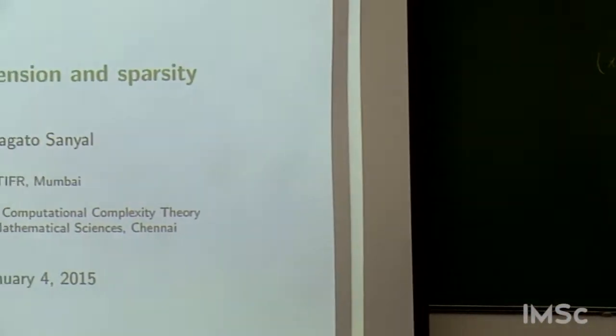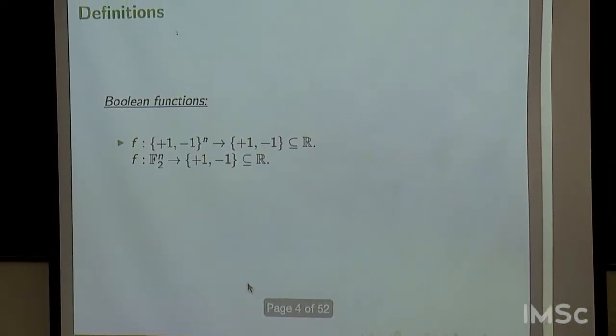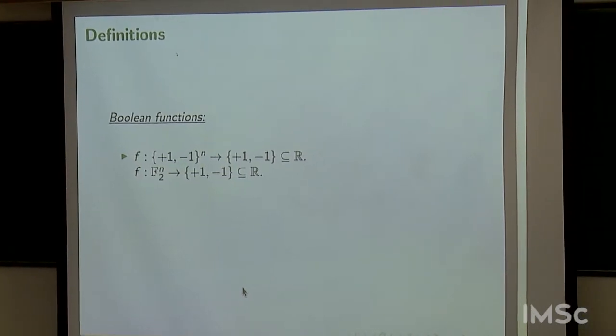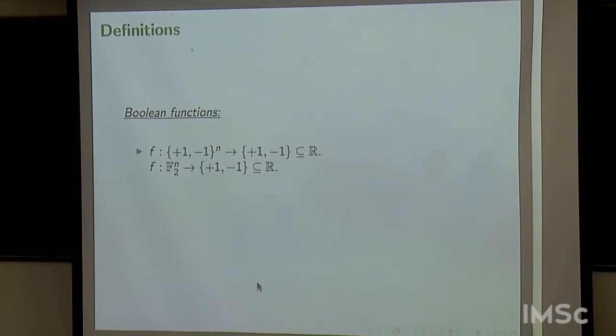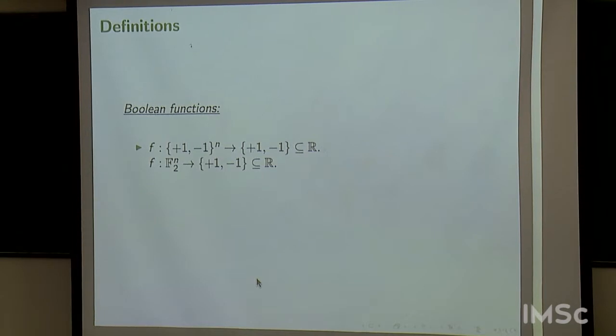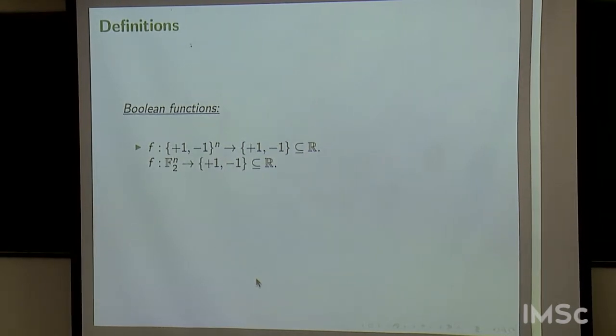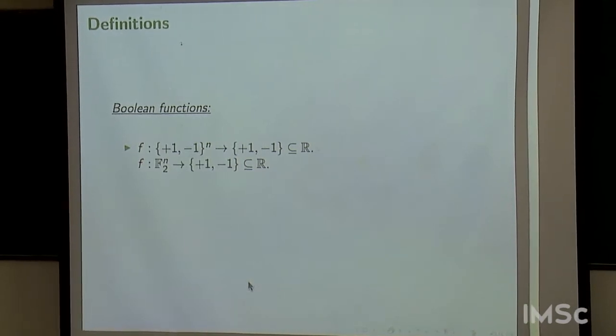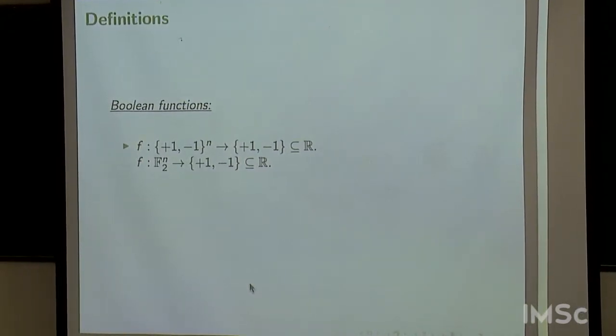So we'll be looking at Boolean functions. We know what Boolean functions are. They are functions that take in n bits and output 1 bit. Instead of the more conventional 0, 1, we'll think of the domain as plus minus 1 to the n, and the range as plus minus 1. We'll think of the range as a subset of reals, and we'll often subject them to real number operations, like addition, multiplication, etc.